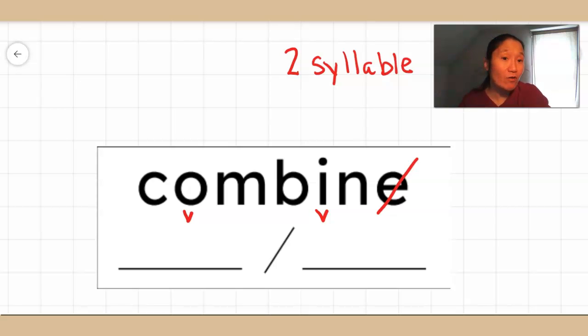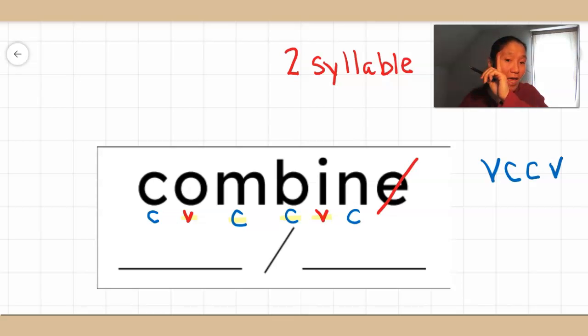So let's figure that out. To figure out where do I break the word, I go back in and I start marking the consonants. So I have a consonant, consonant, consonant, consonant. Now, when you have a V, C, C, V pattern, and you'll notice the V, C, C, V pattern right there, you instantly can identify, hey, I can break this word in between the two consonants. So you can say, oh, I'm going to break this word right here.